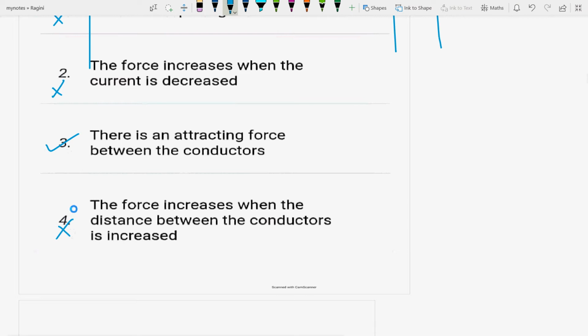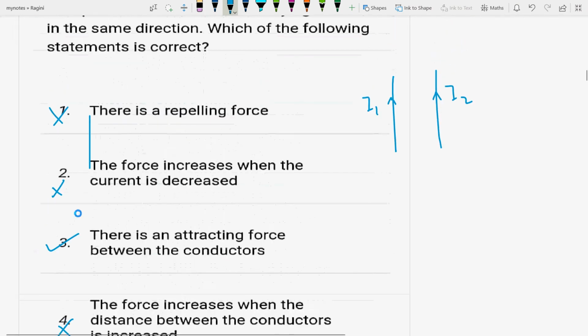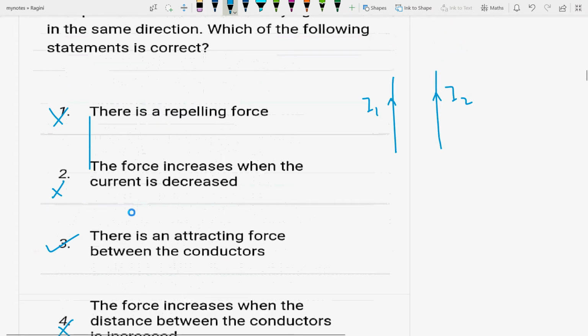The force increases when the distance between conductors is increased. False. So if two wires carry current in the same direction, they attract each other. You know, like charges repel each other, unlike charges attract each other.